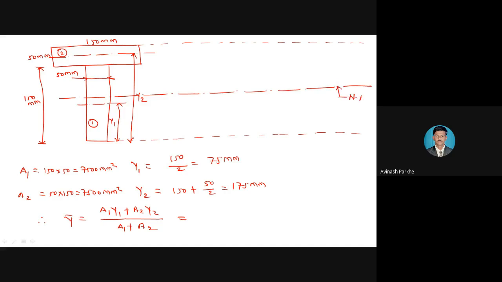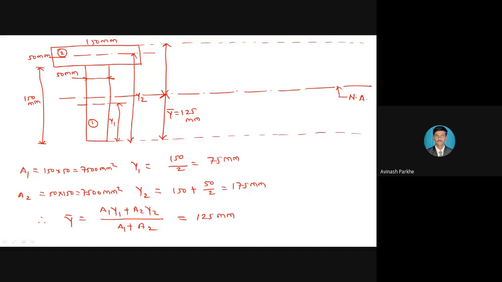So this is called the neutral axis. Tell me the value of y bar from the bottom side. What is the y bar from the bottom side? 125 mm. Please check 125 mm. Y bar is equal to 125 mm. So here I will write y bar is equal to 125 mm.